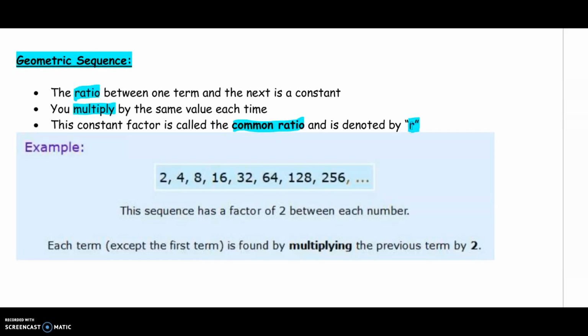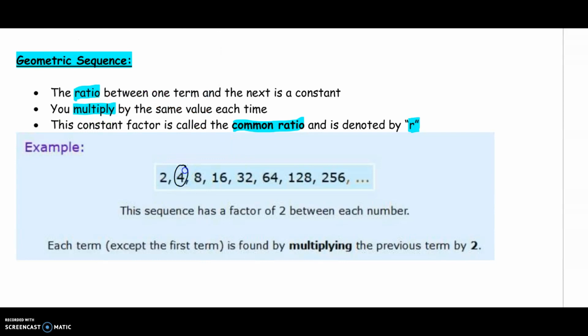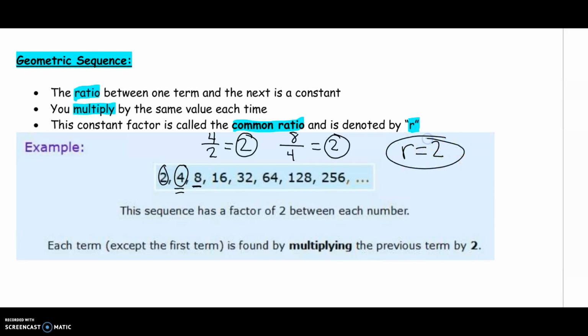So if we look at this sequence 2, 4, 8, 16, hopefully you should be able to tell pretty easily on this one. But again, if we take our second term and divide it by the first term, we get 2. And again, if we try it with another one, 8, our third term divided by our second term, we also get 2. So that means that R, our common ratio, is equal to 2 in this example.